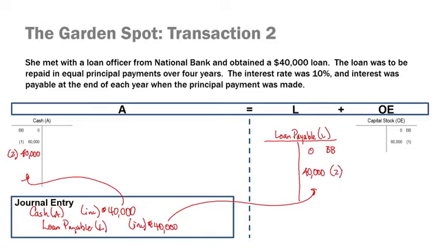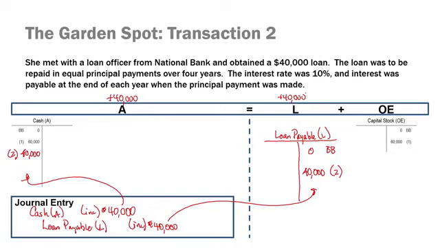Let's make sure our balance sheet equation stays in balance. Cash, which is an asset, is up by $40,000. Loan payable, which is a liability, is up by $40,000. Both sides of the equation increase by $40,000, so the equation stays in balance. We're happy again.